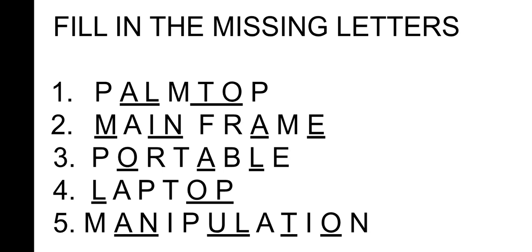Then the third one is portable, P-O-R-T-A-B-L-E. Portable. Then the fourth one is laptop, L-A-P-T-O-P. Laptop. Then the fifth one is manipulation, M-A-N-I-P-U-L-A-T-I-O-N. Manipulation. These are the 5 missing letters that will be there in the first exercise.